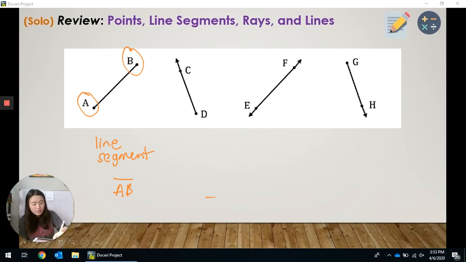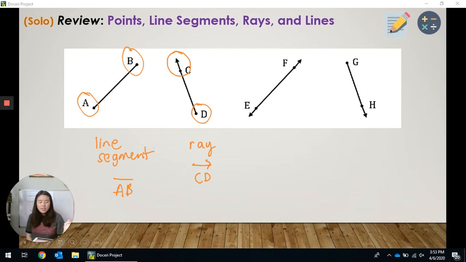Okay? The next one we have is CD. And this one has an arrow for C. That means it goes on forever. But on D, it's just a point. We talked about this. Point, arrow, goes on forever. That's going to be a ray. So C, D, and the symbol for ray is a line with one arrow.